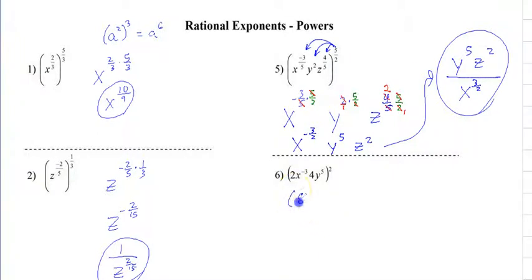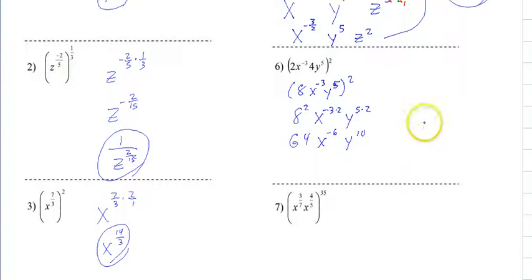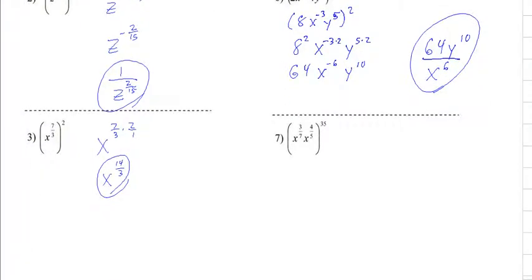Alright, what if there's numbers inside? Well, if you can simplify them, we should. And then now when we square everything, we have to square everything. So that would be 64, x to the negative 6, y to the 10, which gives us 64 y10 over x6. And the same rule applies if you have rationals. So give number 7 a shot, and then we can apply this even more.